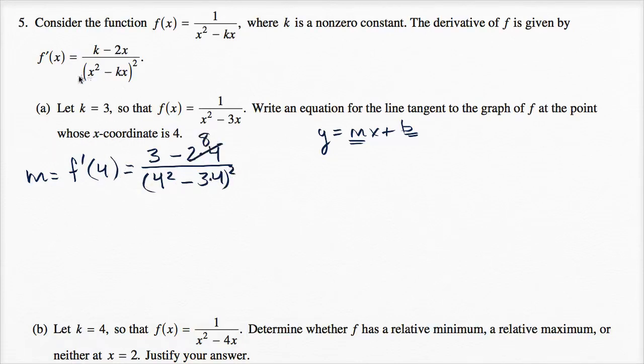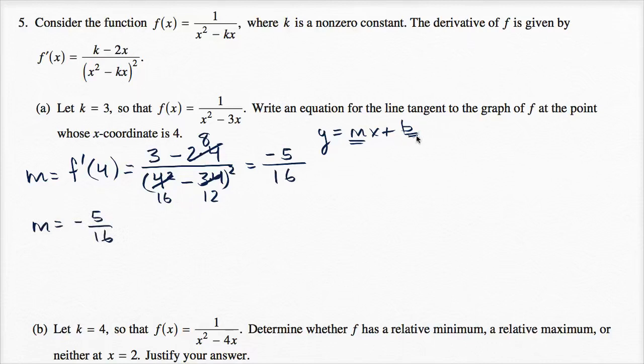And all I did is f prime of x when k is equal to 3 is going to be 3 minus 2x over x squared minus 3x and all of that squared. And I wanted to evaluate what f prime of 4 is. So every place where I saw an x, I substituted it with a 4, and where I saw the k, it's 3. And so this is going to be equal to, the numerator is 3 minus 8, which is negative 5, over 16 minus 12, which is 4, and then we square it, so it's going to be negative 5/16. And so let me write it this way: m is equal to negative 5/16.